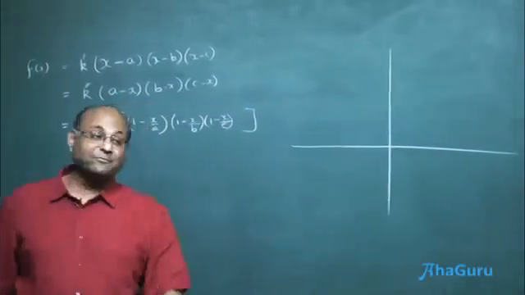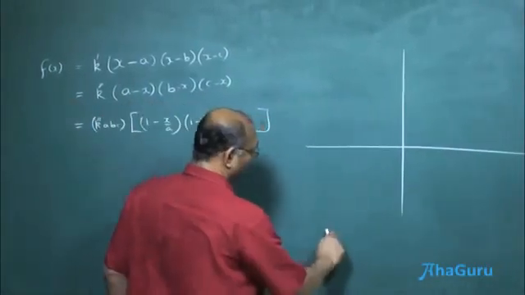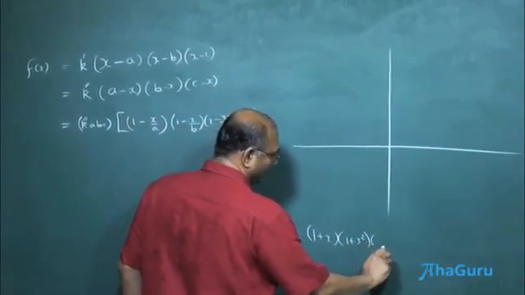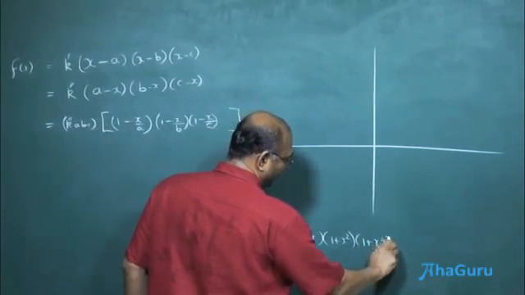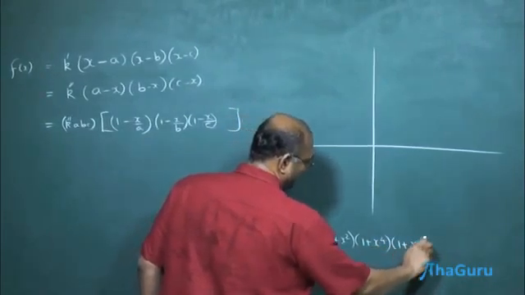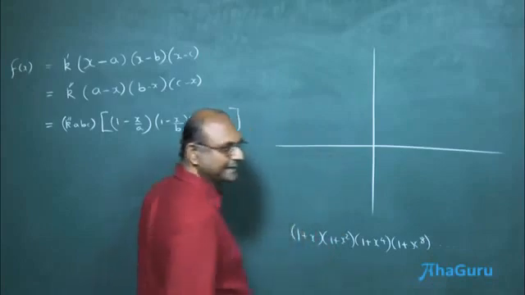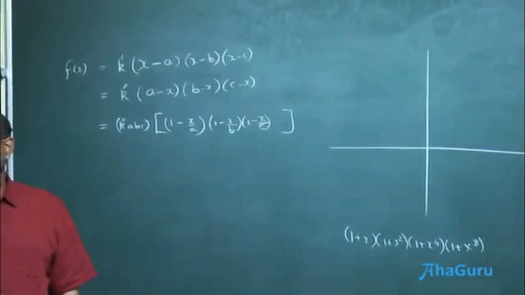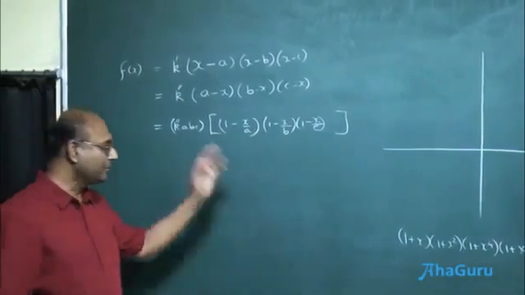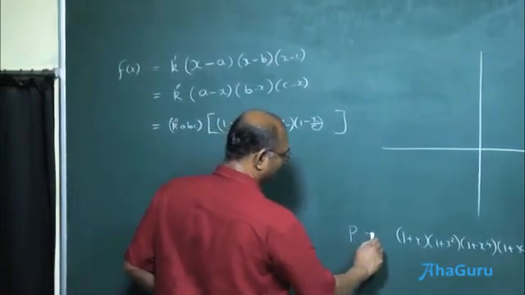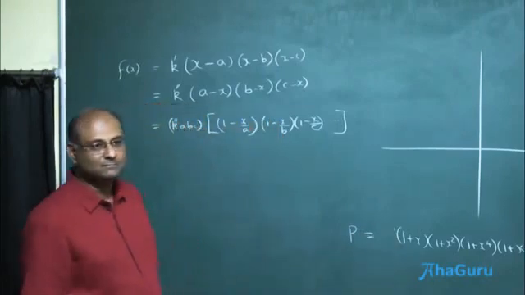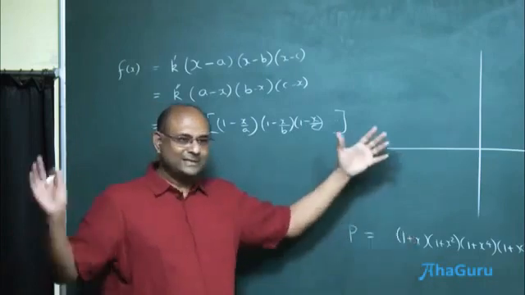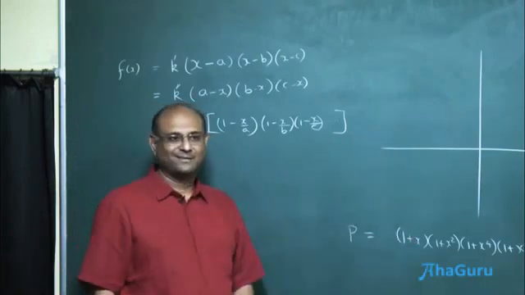For example, you can find the answer to this question. What is (1 plus x) into (1 plus x square) into (1 plus x power 4) into (1 plus x power 8) into (1 plus x power 16), and so on? What will be the answer? Suppose I want to find out what is p. What will be p? Just think about it.